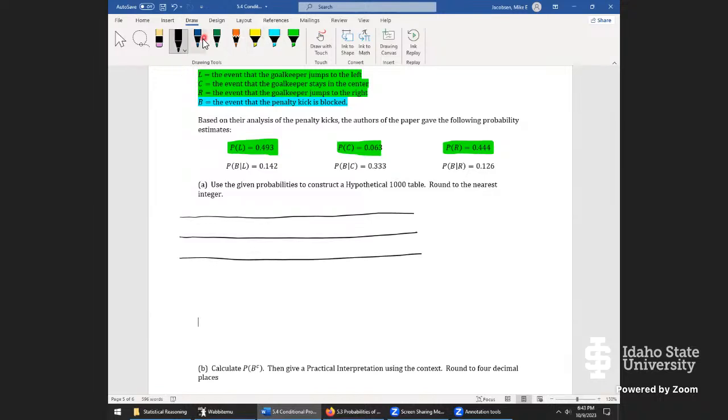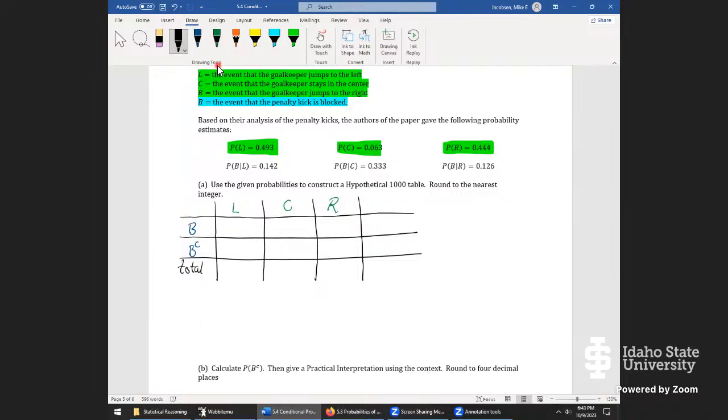And in these 3 horizontal line segments, I want to first place the event B, that the kick was blocked. We can place it here, and then here its complement, and then down below will be a total. So we'll start off this way. Now, next, we're going to have several columns this time, so let's just build this as we go. There is L for when the goalkeeper went to the left. There is C for when the goalkeeper stayed in the center. And there's R for when the goalkeeper jumped to the right to block a kick or attempt to block it.